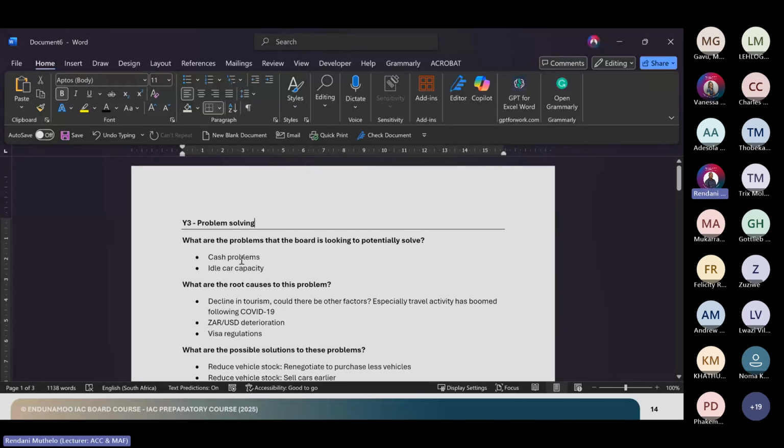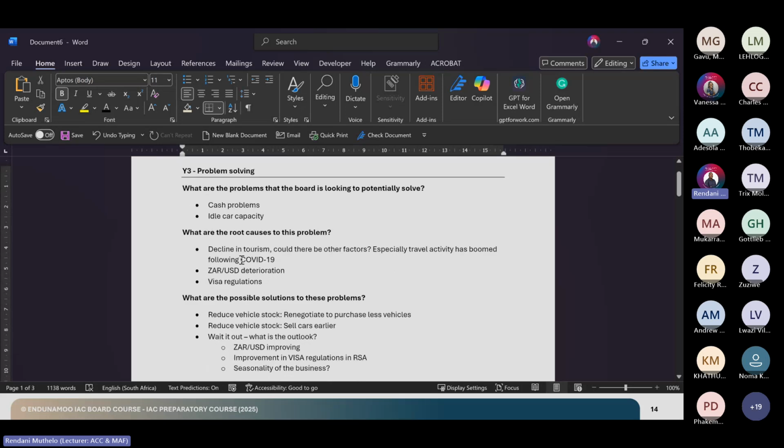Yeah, so this was the analysis in terms of looking at problem solving, to say what are the problems that the board is looking to potentially solve? Cash problems and idle capacity. So these were some of the problems. And the reason for this process, because that was another thing I wanted to clarify in that question, is that now what you need to do is to either commend management or challenge management. So one of the points you will need to say is that management's proposal seems that it will be able to address this problem of cash constraints, or it will not, but you motivate.